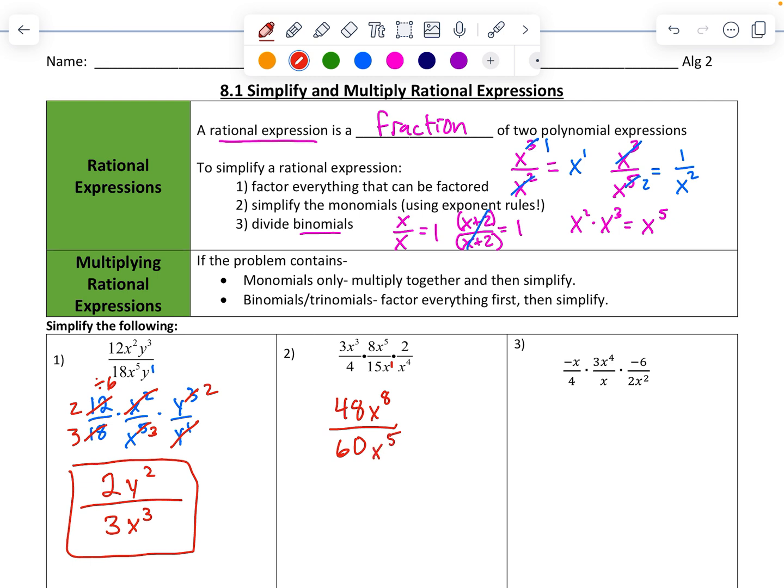Then if you want to split up the numbers and the x's, you can, now that they're combined, or we can just simplify. So these numbers can both be divided by 12. So this turns into a 4, and this turns into a 5. And then the x's, we subtract the smaller from the larger. So we're left with a 4 on the top and an x cubed. And on the bottom, all we have left is a 5.